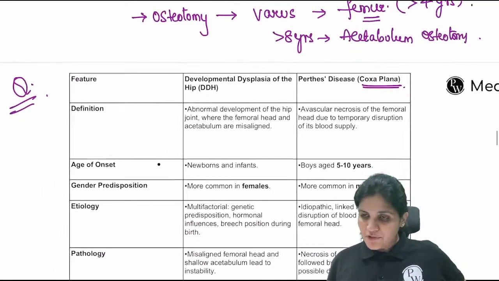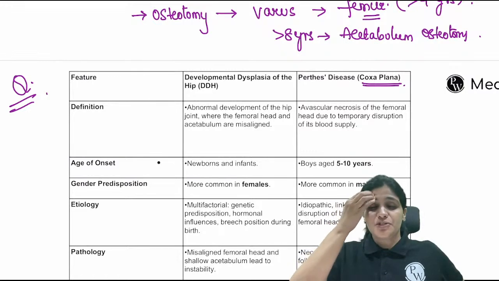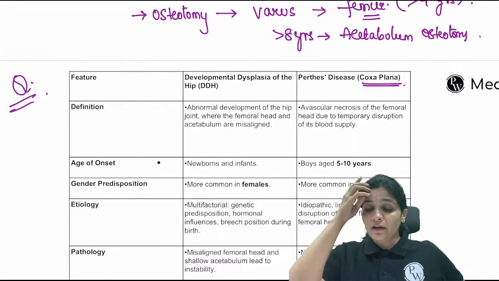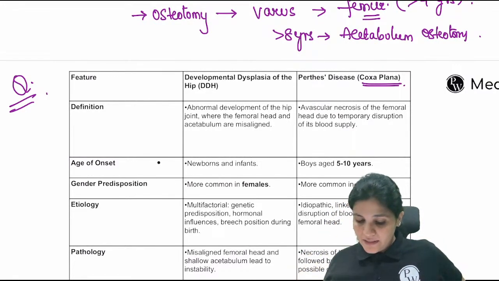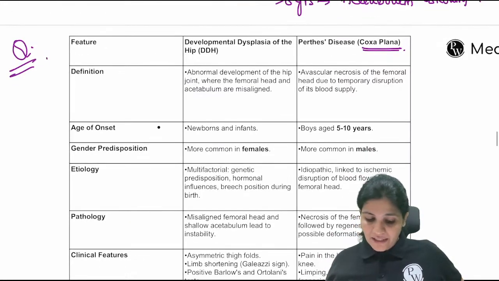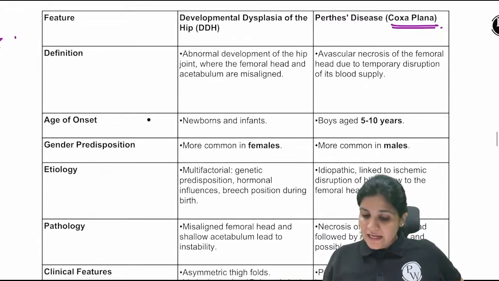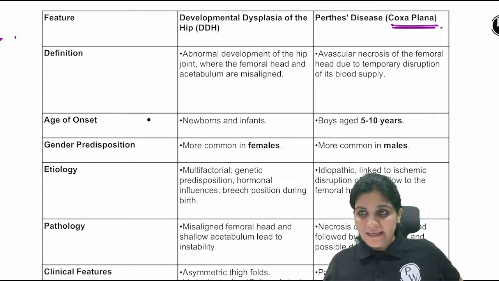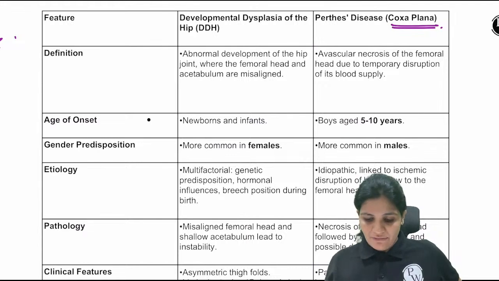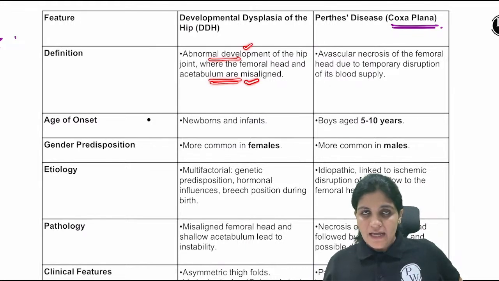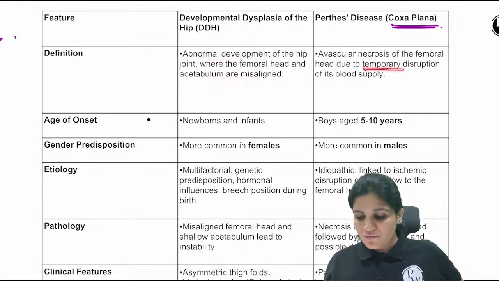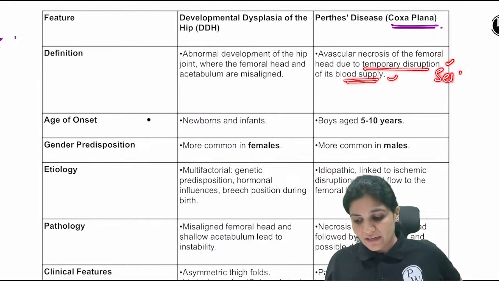So depending upon the position of the head, you can go for a varus osteotomy, right? So here, the most important things, we'll just go quickly and briefly, so that it will be a revision also. The definition: we know it is an abnormal development where the femoral head and acetabulum are not aligned to each other, and this is because of temporary disruption of the blood supply. As I've told you, this is self-resolving. So this is a temporary disruption.